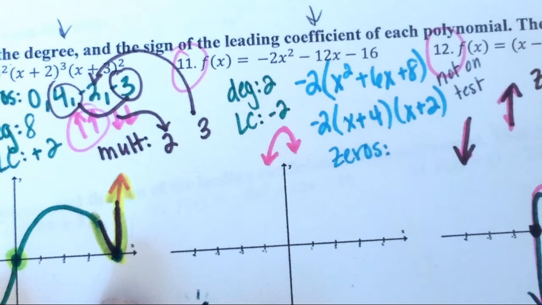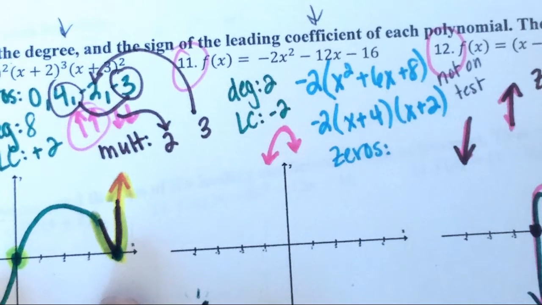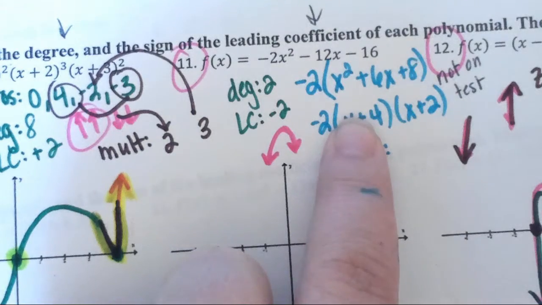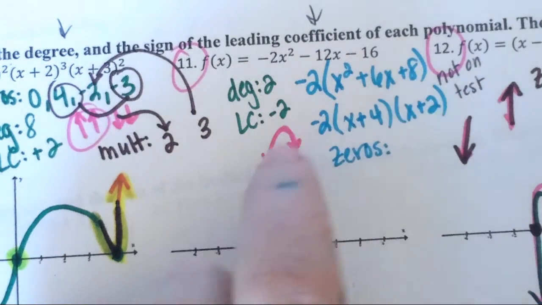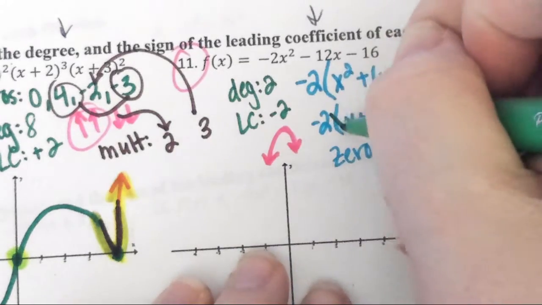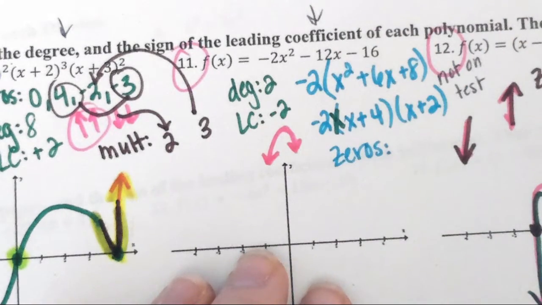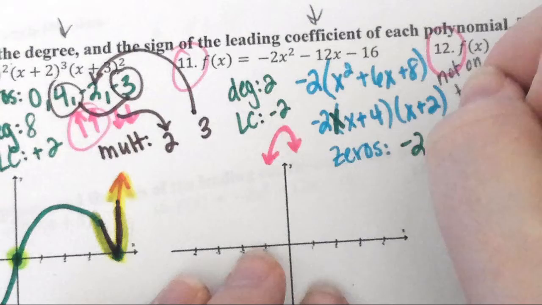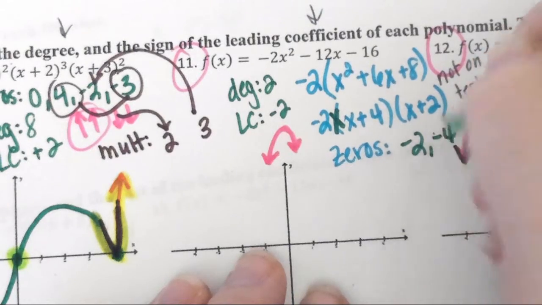Did we factor out a -2x? Didn't we just factor out a -2? So I have a 0 at -4. I have a 0 at -2. Unless there's an x suddenly right here, I don't have a 0 at 0. I have one at -4 and -2.